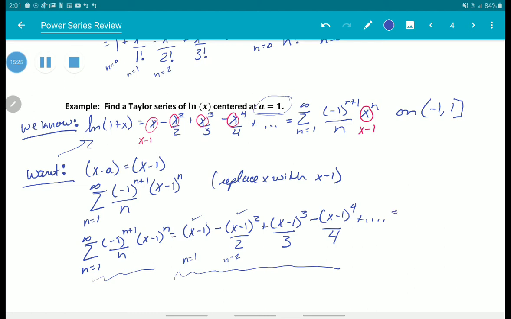And we said that all of this ended up being the ln of 1 plus x. But if I replace that x with x minus 1, then this is giving us an ln series for x, which is what we wanted. So it's all about taking what we know and trying to tweak it in terms of what we want. We wanted something for ln of x centered at 1. So we did that replacement knowing what x was going to have to be replaced with.